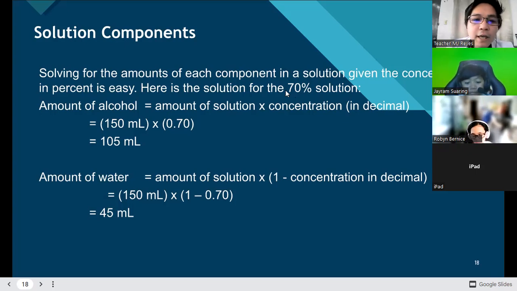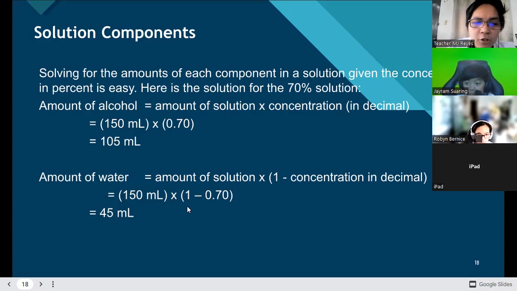So 150 ml times 0.70. The result there is 105 ml. 105, bring down the unit used, ml. Do not forget to bring down the unit being used, ml. So our 70% solution has 105 ml of alcohol, pure alcohol.